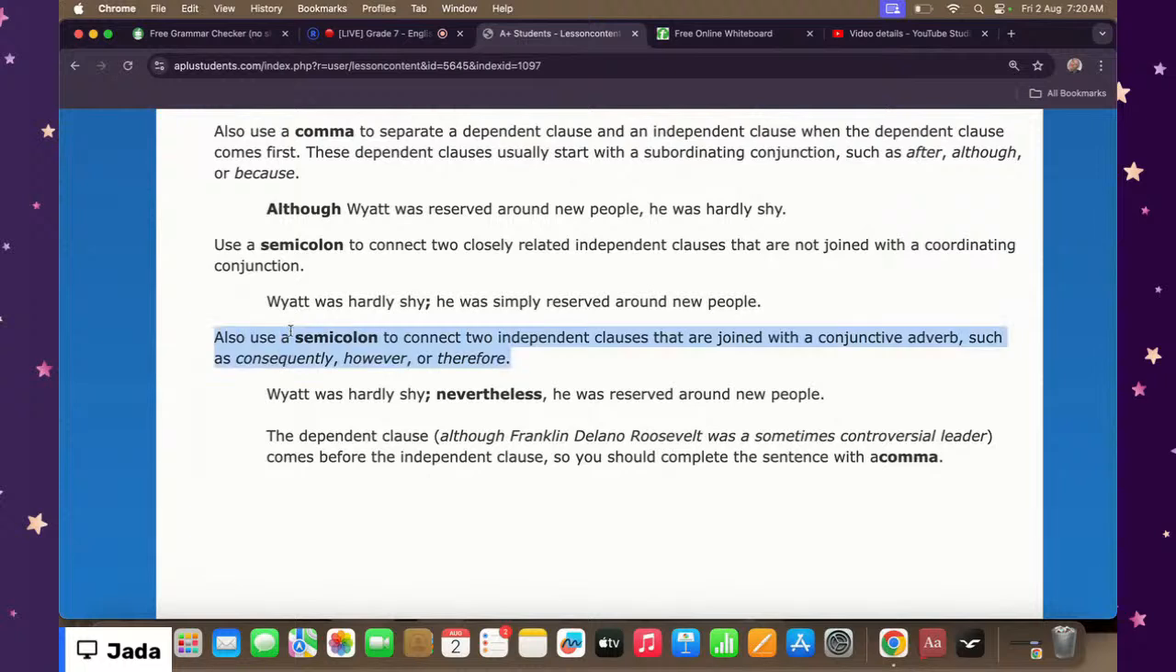Also use a semicolon to connect two independent clauses that are joined with a conjunctive adverb such as consequently, however, or therefore. So if you have two independent clauses joined with a conjunctive adverb such as however or therefore, then you need to put a semicolon. Just like here: he was hardly shy; nevertheless, he was reserved around new people. So these are the rules for using semicolons, colons, and commas.